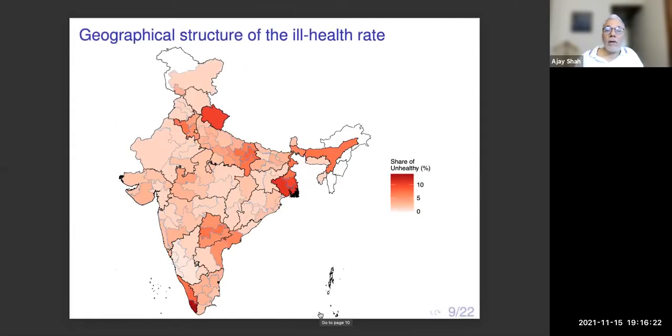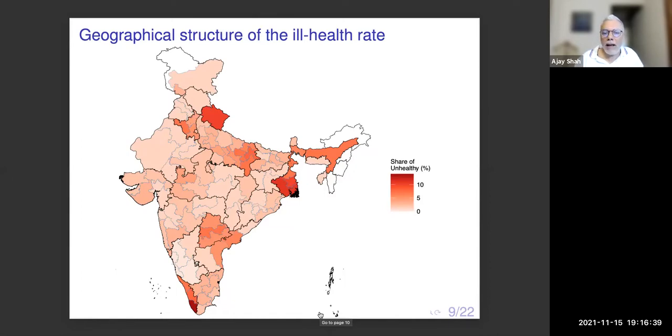So we paint this on a map. There are 102 regions of India. And this first map that I'm showing you is just a very simple question. There is some population. Tell me what percentage of the population is unhealthy. And what you see is that there are certain ill health hotspots.